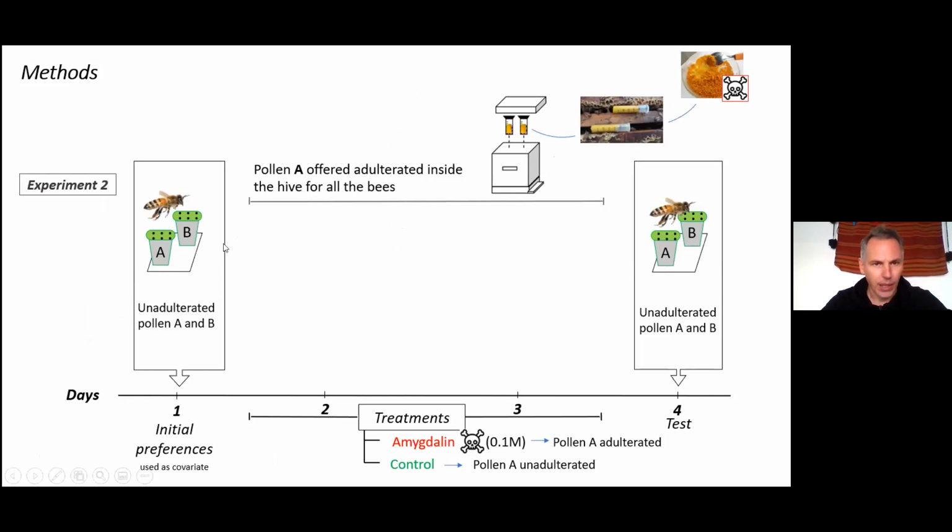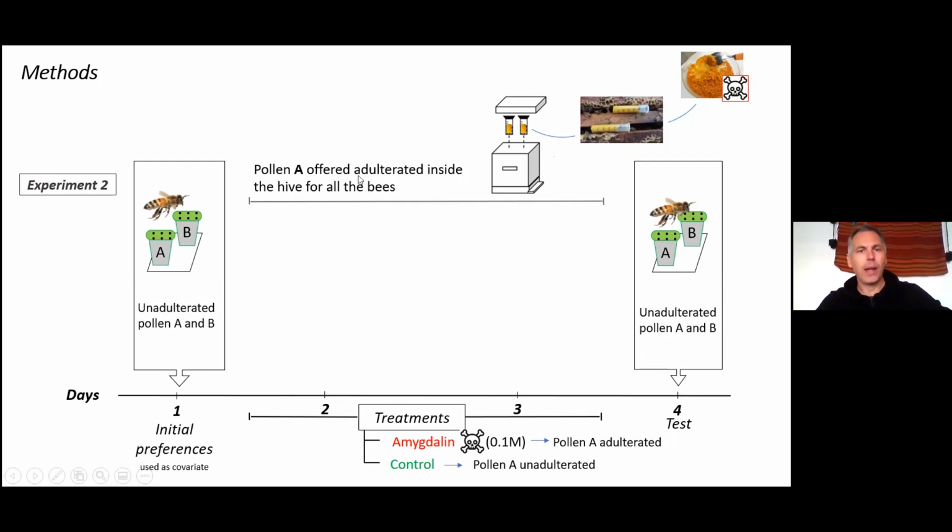We have pollen A that, instead of being offered at the feeder, was offered adulterated inside the hive for all the bees of the hive. This pollen was offered inside the hive for 2 consecutive days, and we started measuring on day 1 the initial preferences. We applied the treatment, and on day 4 of the experiment, we tested again preferences for both unadulterated pollens.